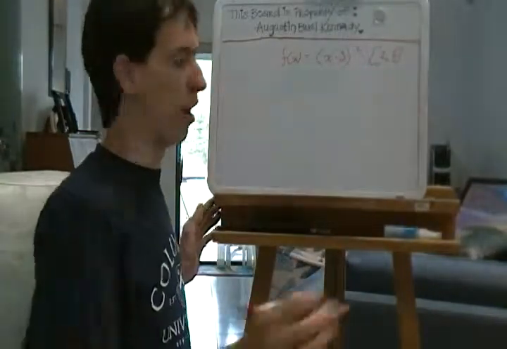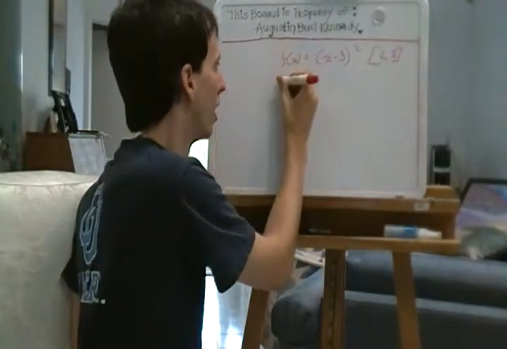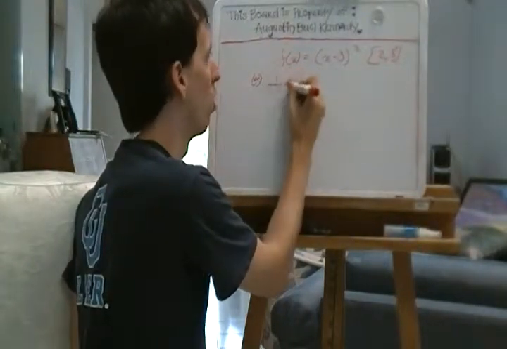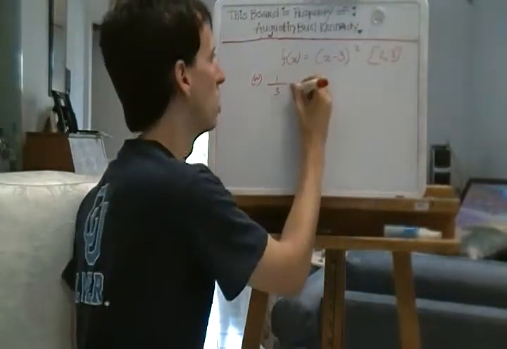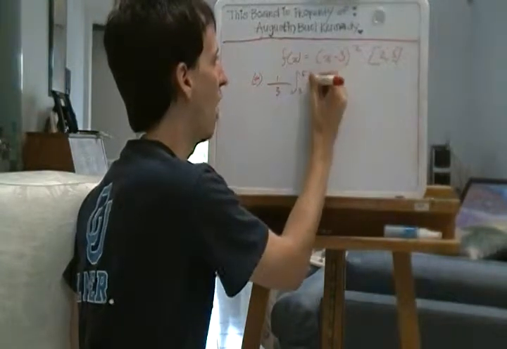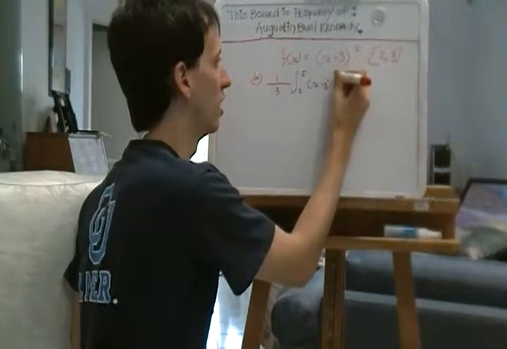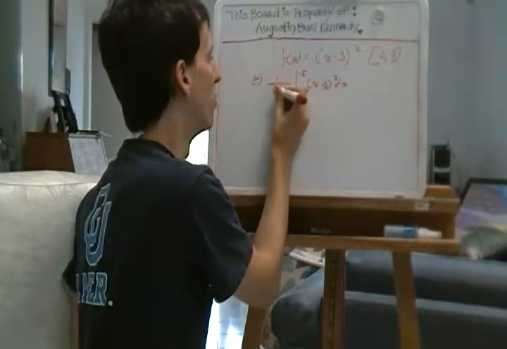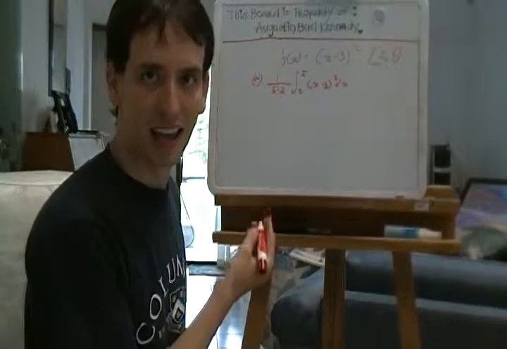First, we find the average value. This is really easy. Part A. Average value is 1 over (5 minus 2), times the integral between 2 and 5 of (x minus 3) squared dx. I'll even make this easier: 5 minus 2, so you can see the mechanics.